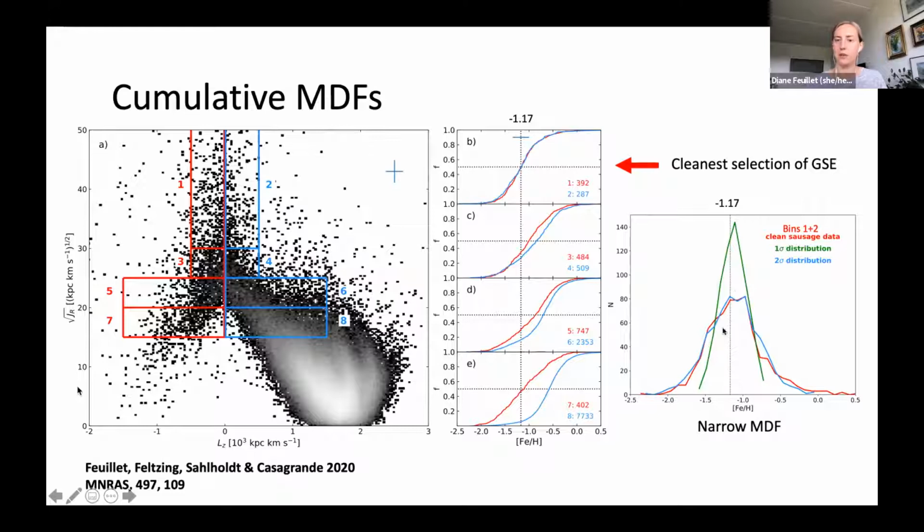And actually, if you look at this metallicity distribution function of these stars in bins 1 and 2 in red, and compare it to just a random Gaussian distribution of stars with the same mean metallicity, with basically a 1 sigma and 2 sigma distribution of the metallicity uncertainties, we find that it's a pretty narrow distribution of stars in this population.